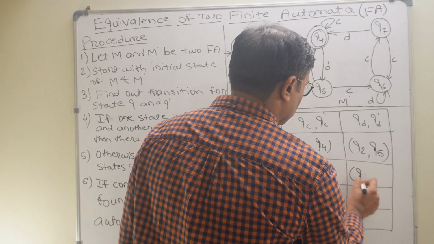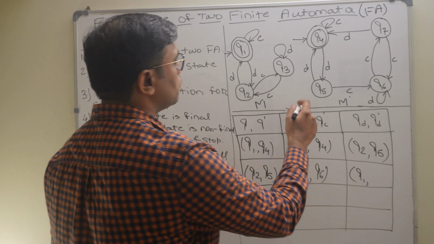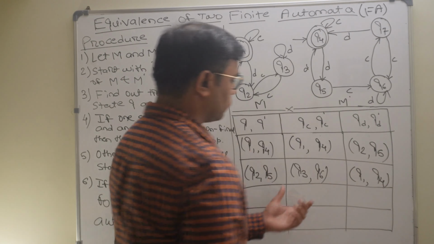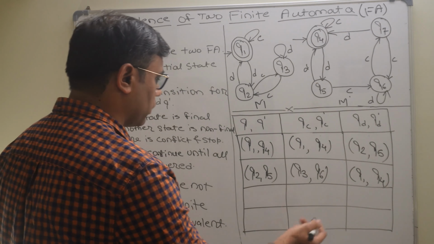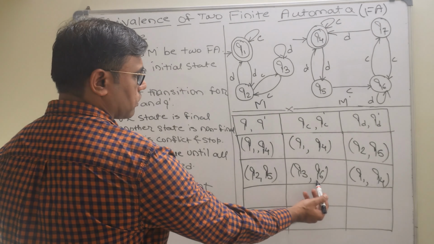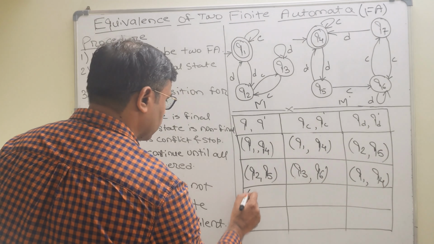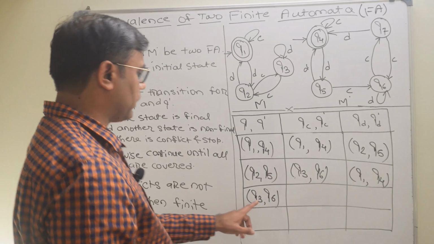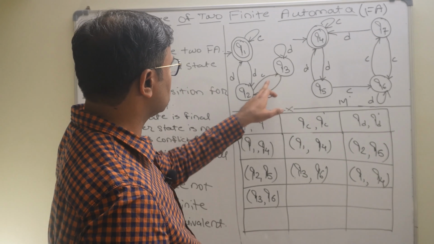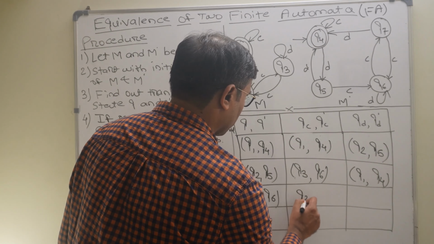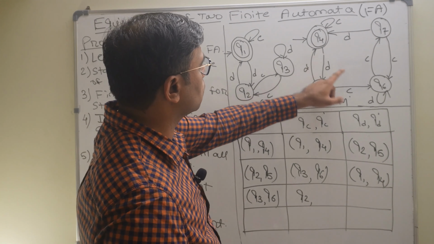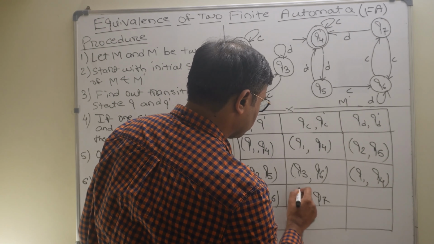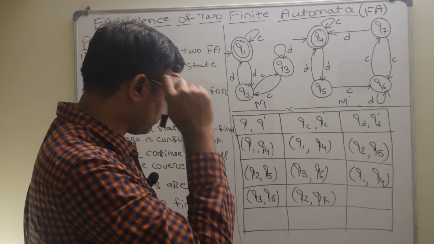Then q2d is q1 and q5d is q4. Again there is no conflict right now, so we can go ahead. This state is not covered, q3 q6, so I will write here q3 q6. Again find out what q3c is. Q3c is q2 and q6c is q7. Again there is no conflict, we can go ahead.